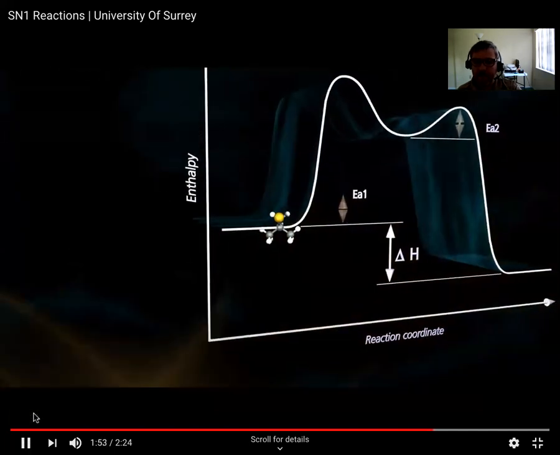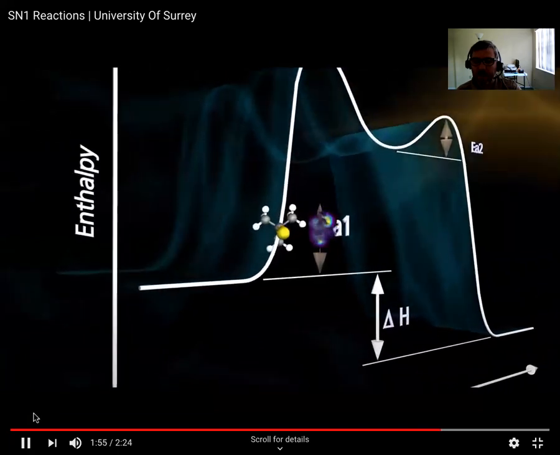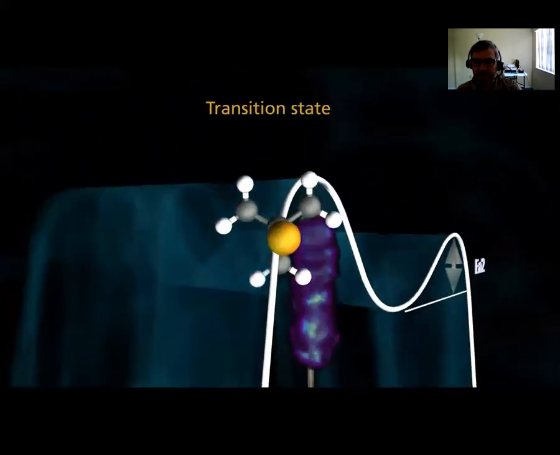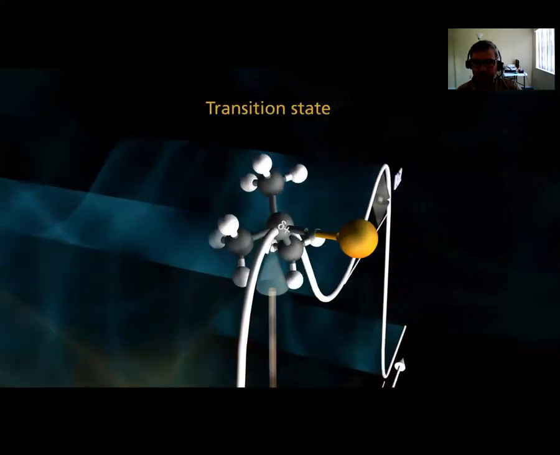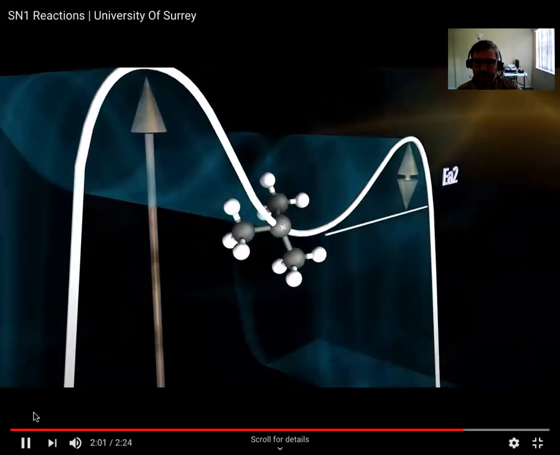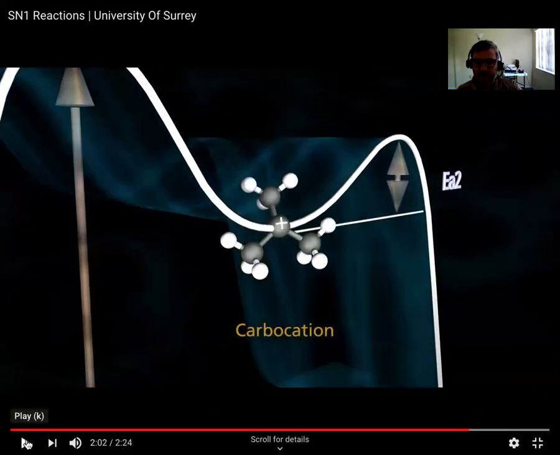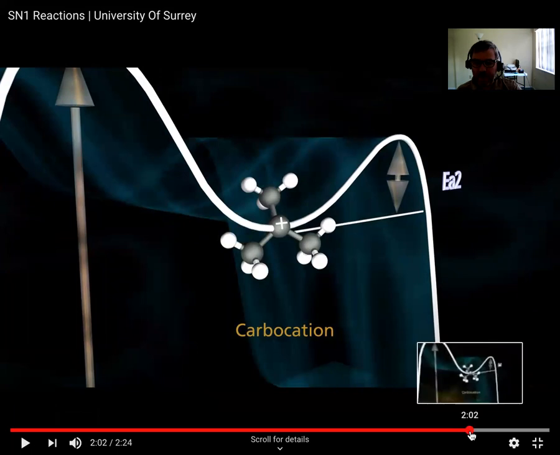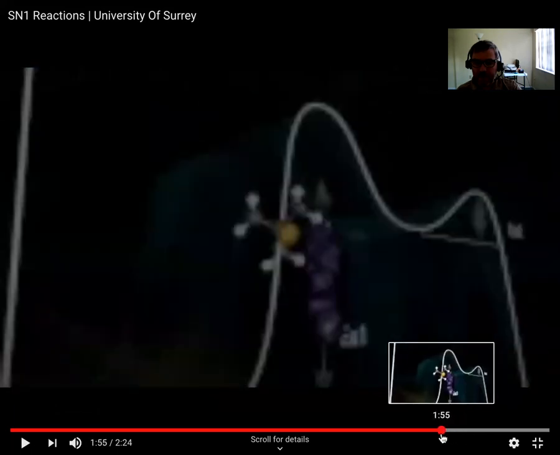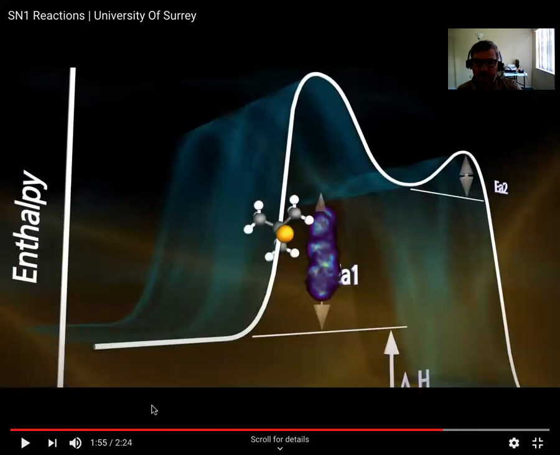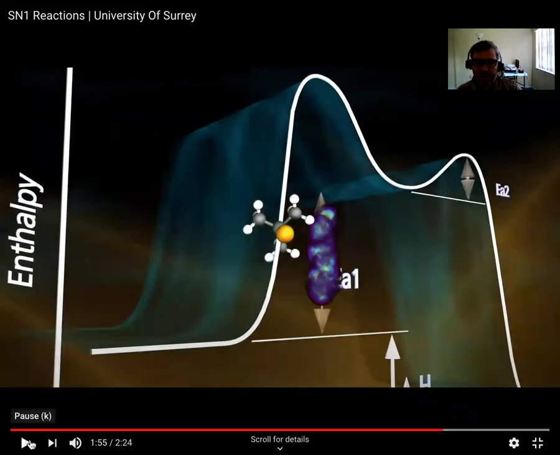Anyway, watch this here. This is kind of cool. Transition state, carbocation. Let's go back. That transition state, let me show you what's happening on the transition state. The transition state, that bromine is in the process of leaving.